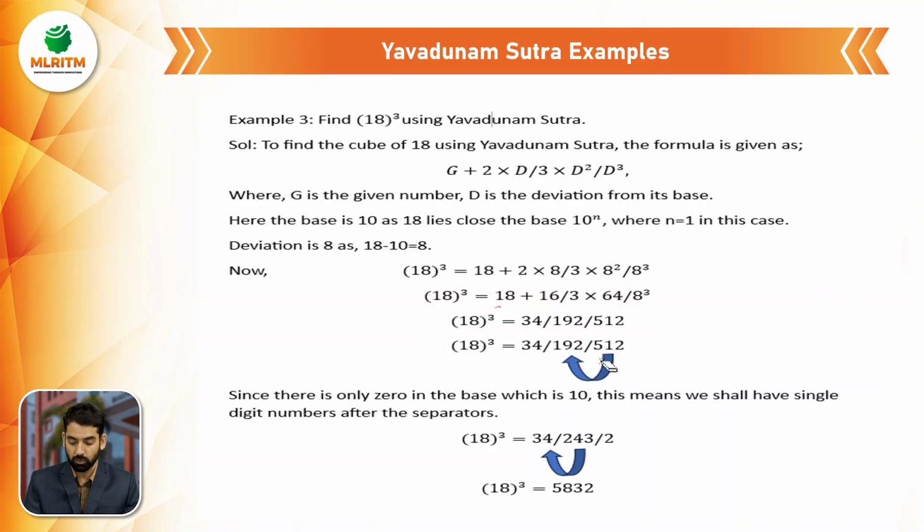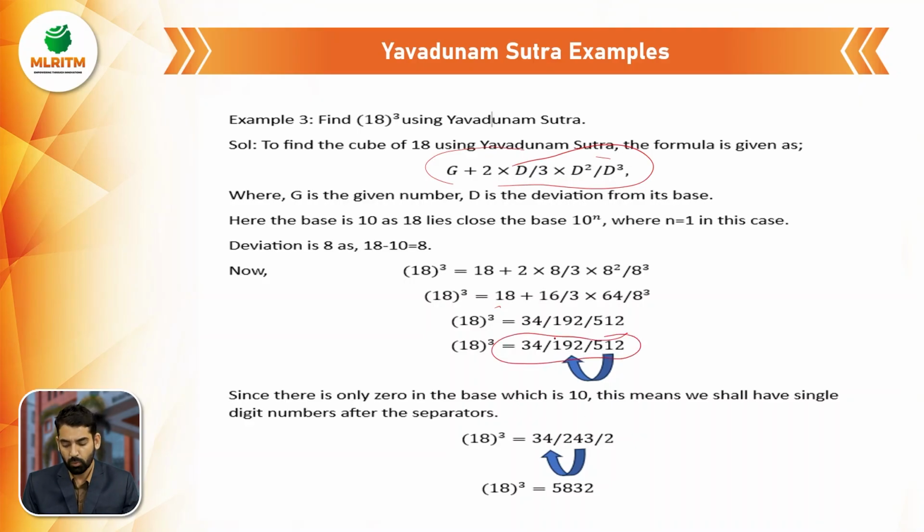If we have more than 2 digits, then we need to move the other digits to the left of the number and add it to the number. So this way, if we have to find the cube of 18, that is simply done by using this formula from Yavadhanam Sutra, and then accordingly we adjust these numbers.